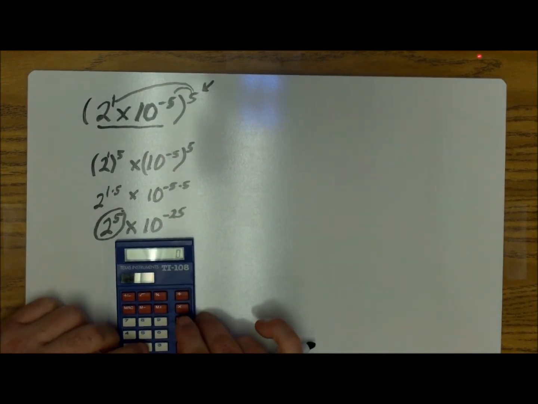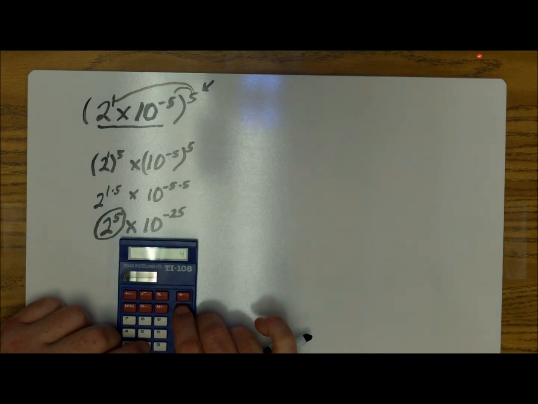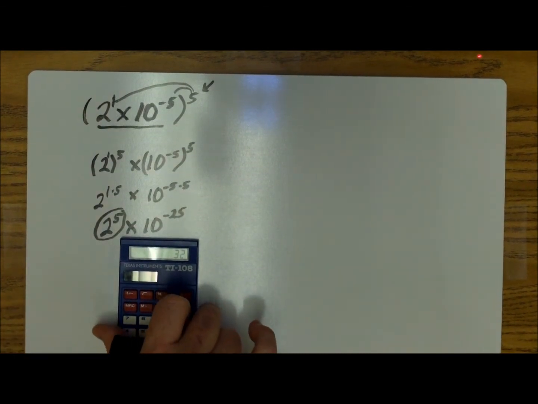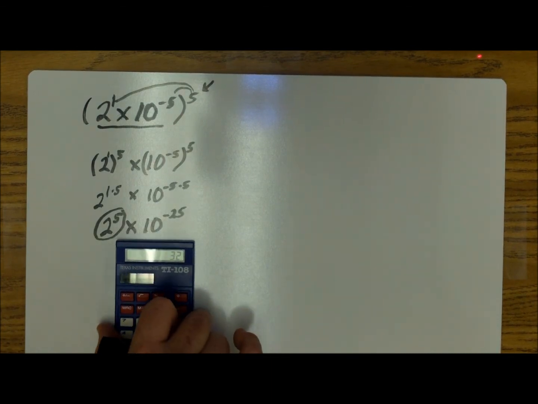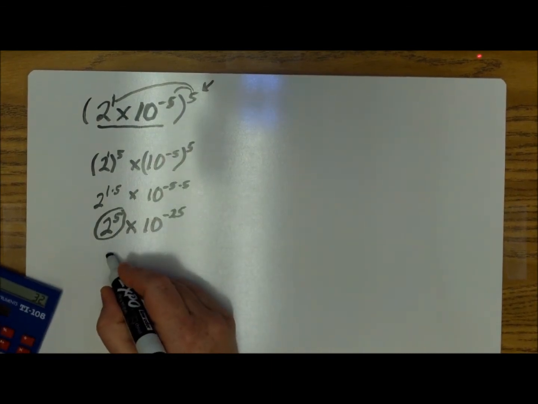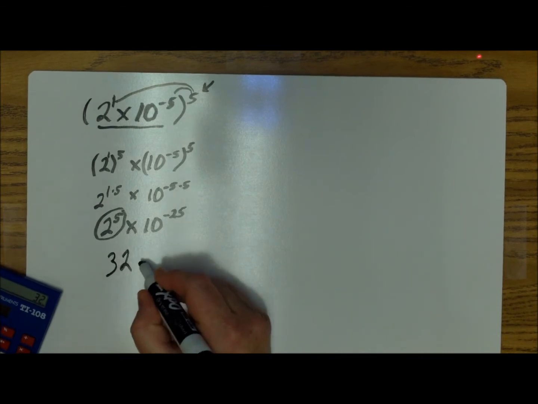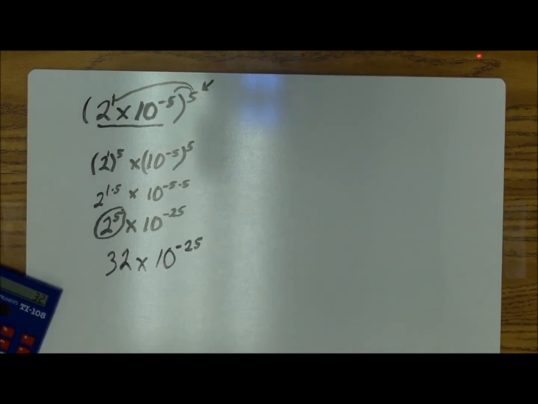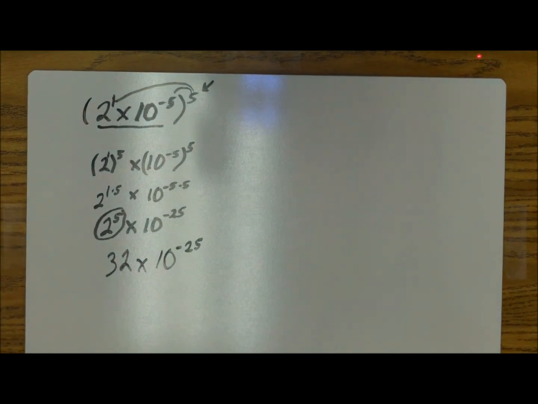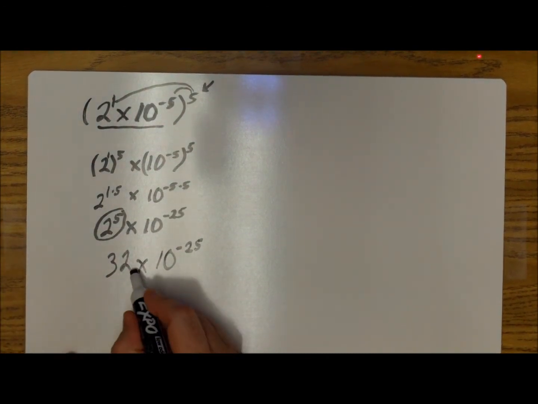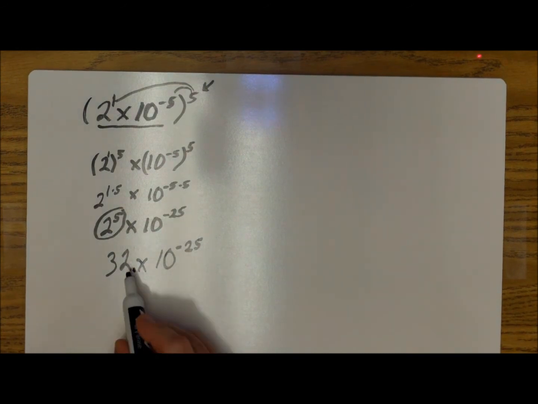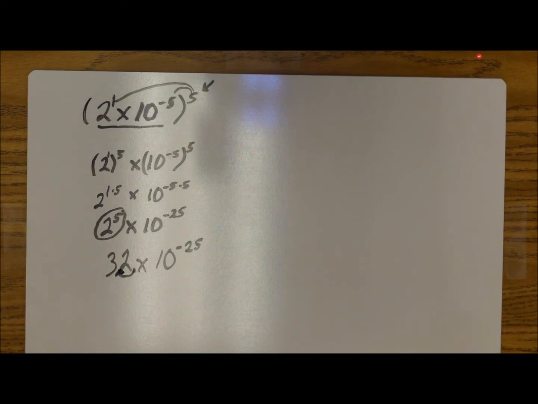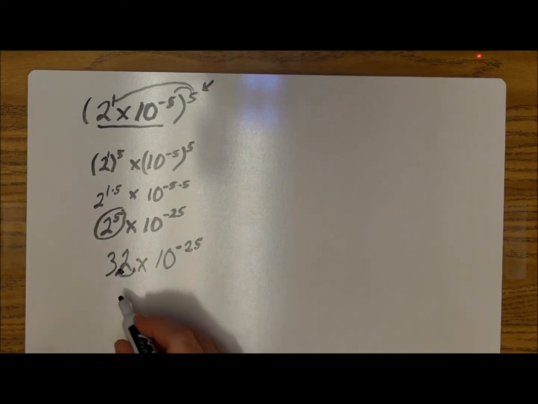If not, just pick up your calculator and do it 5 times. So it's not 2 times 5, it's 2 times 2 times 2 times 2 times 2, and that ends up giving us 32. So we're going to write down 32 times 10 to the negative 25th power. The only problem with this answer is that it's not in proper scientific notation, because right now our decimal is here and it needs to be over here so that my a value is smaller than 10 and bigger than or equal to 1 at the same time.